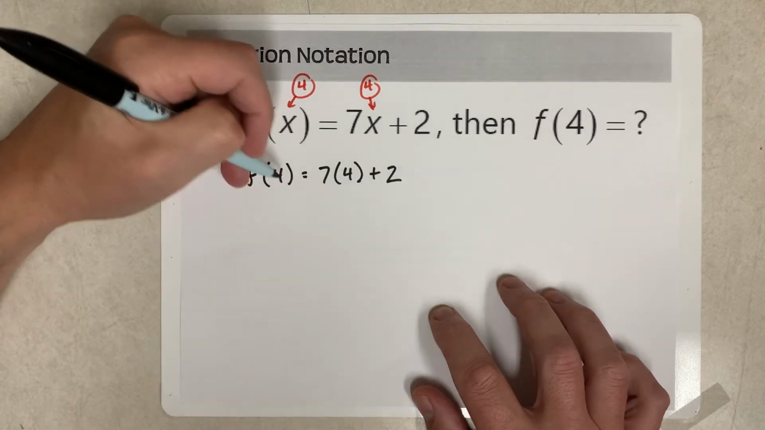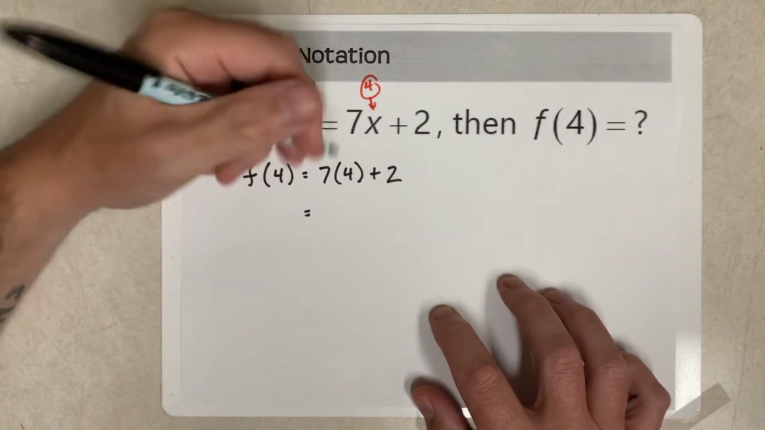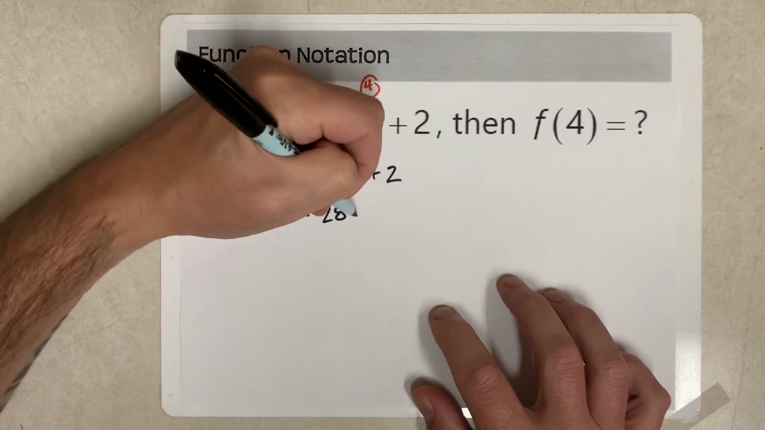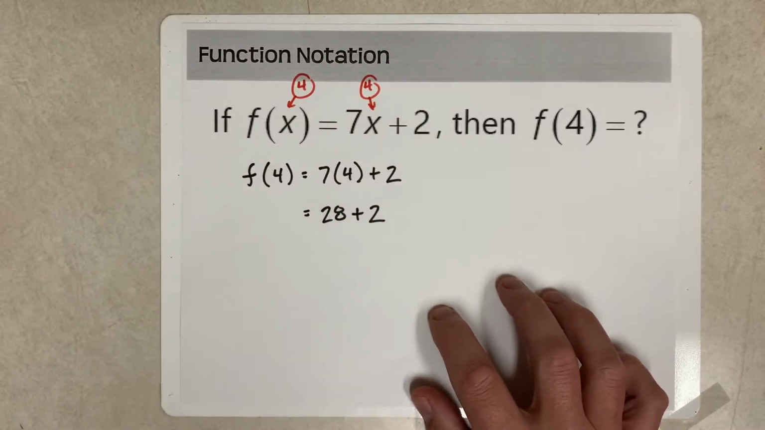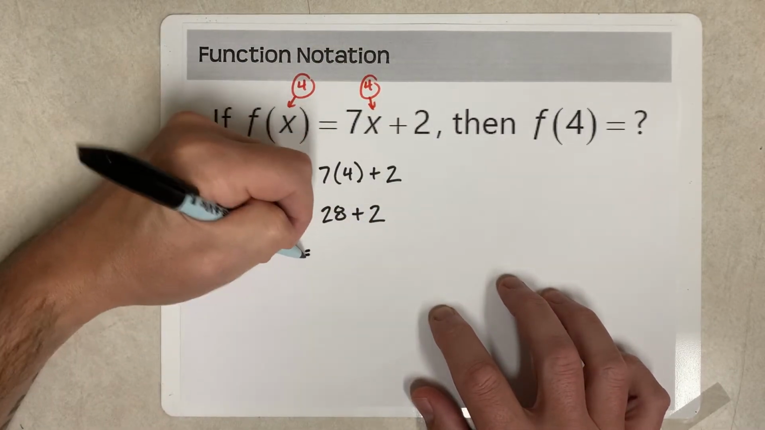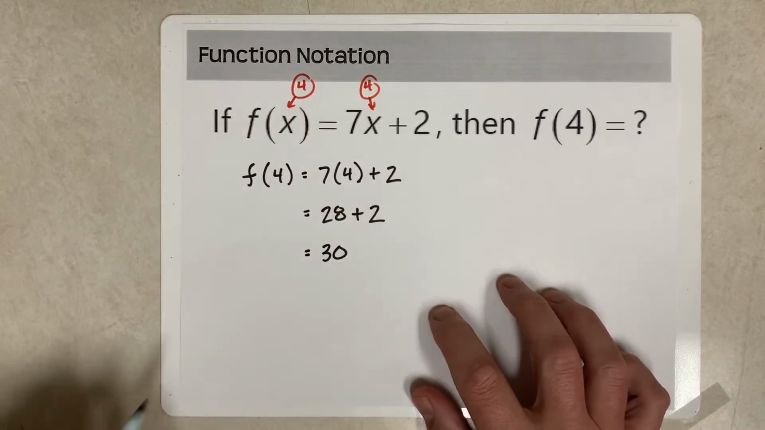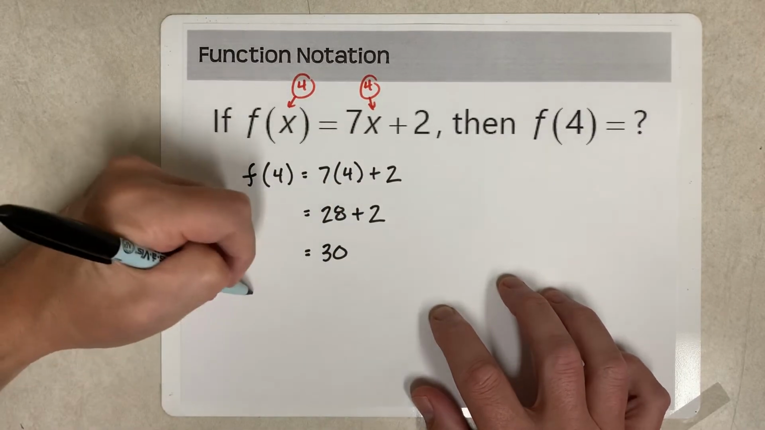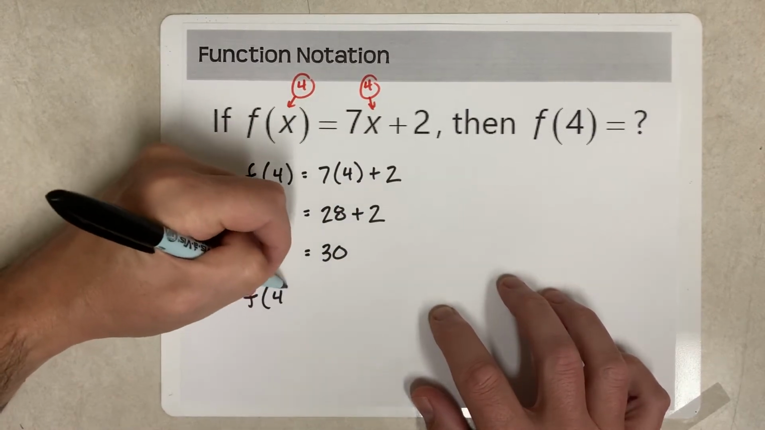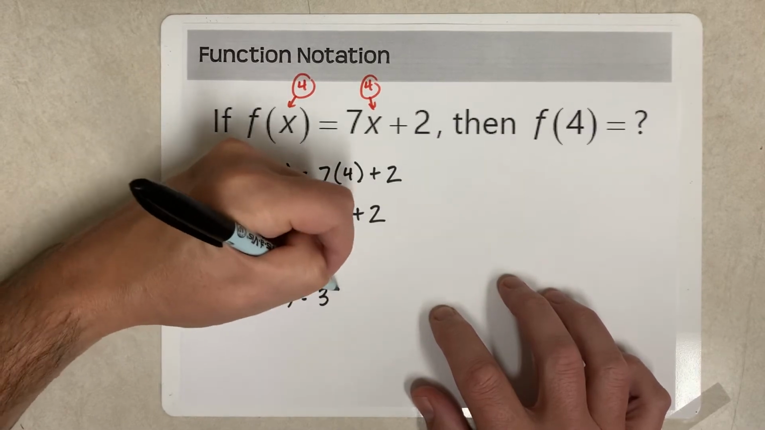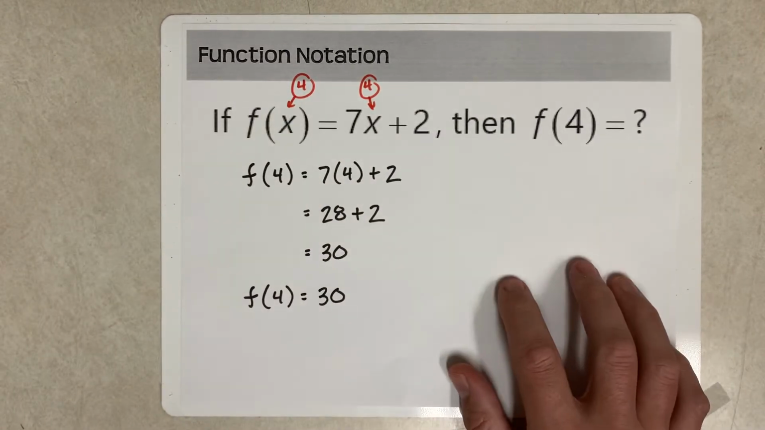So what's f of 4 equal to? 7 times 4 is 28 plus 2. And we just use our order of operations. 28 plus 2 is 30. And so that's what f of 4 is. So finally, f of 4 is equal to 30. All right, great. That gets me credit on the test.